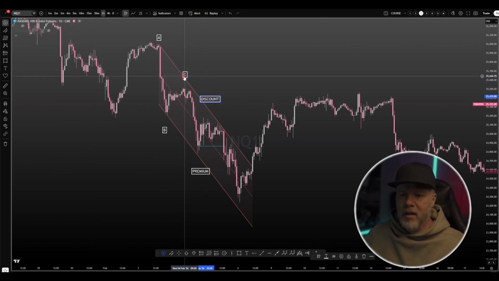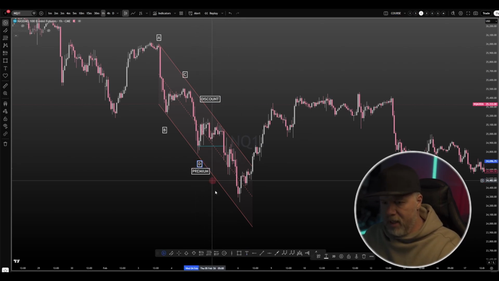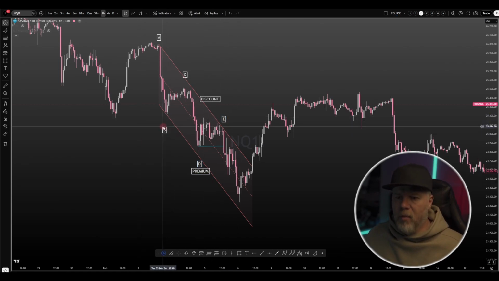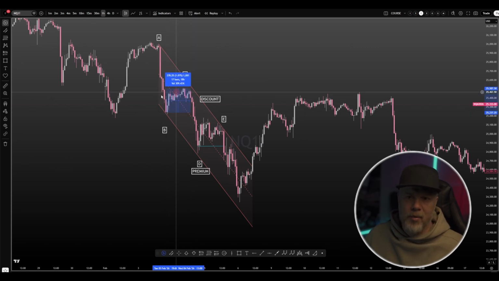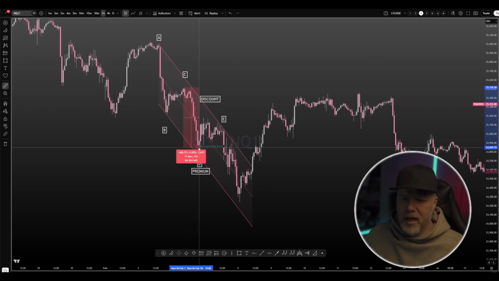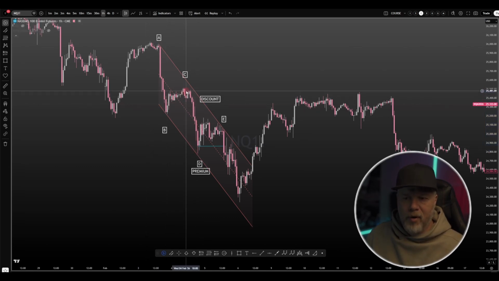As you can see, point C is a pullback from A to B, right? There's D down here. Let's go put in D. There is E also, right? So we don't want to trade back to the upside from B to C. Look at that move. It's tiny, right? If we got a trade here and we're trading back into the discount, that's 268 points, right? Versus if we're trading from point C down to point D, we're looking at 737 points. There's a substantial difference.